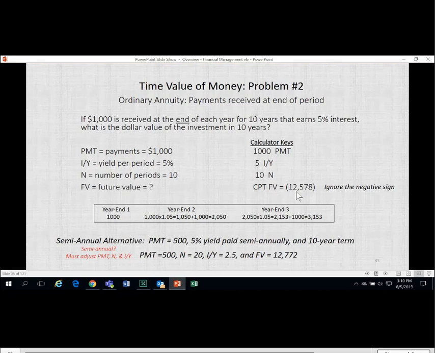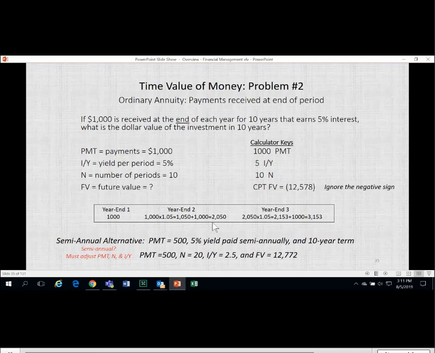Where did that come from? Well, 10,000 of that is the $1,000 received each year, and the other 2,578 is the interest accumulated. So how did this work out? Well, in year one, we didn't receive that $1,000 until the end of the year, so we don't earn any interest in year one. In year two, we've had $1,000 in our account all during the year, so I'm going to multiply by 1 plus the interest rate, and I'm going to get a balance of $1,050, and then I'm going to receive another $1,000 deposit. So I'm going to have $2,050 in the year, and so forth.